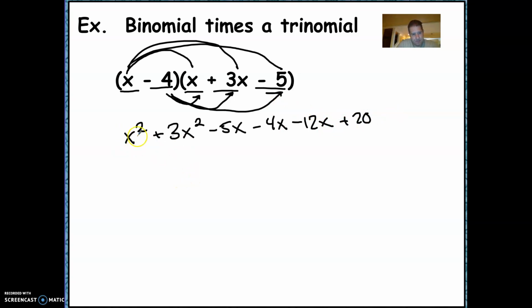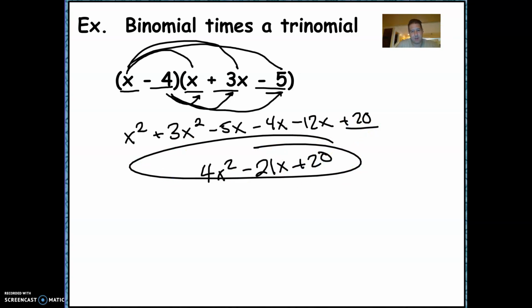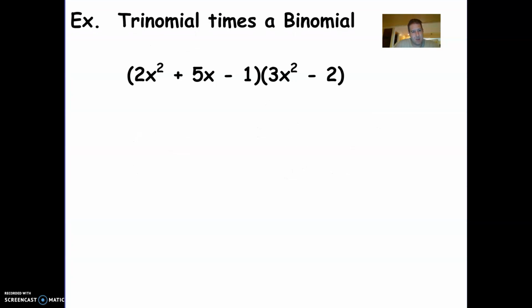Once again, clean this up. Add the 2x squareds, makes 4x squared. Add the x terms. Negative 5 minus 4 makes negative 9. Negative 9 minus 12 more makes negative 21x plus 20. Can't combine this with anything because it's by itself. It's just a constant. All right, so this time, pretty straightforward.